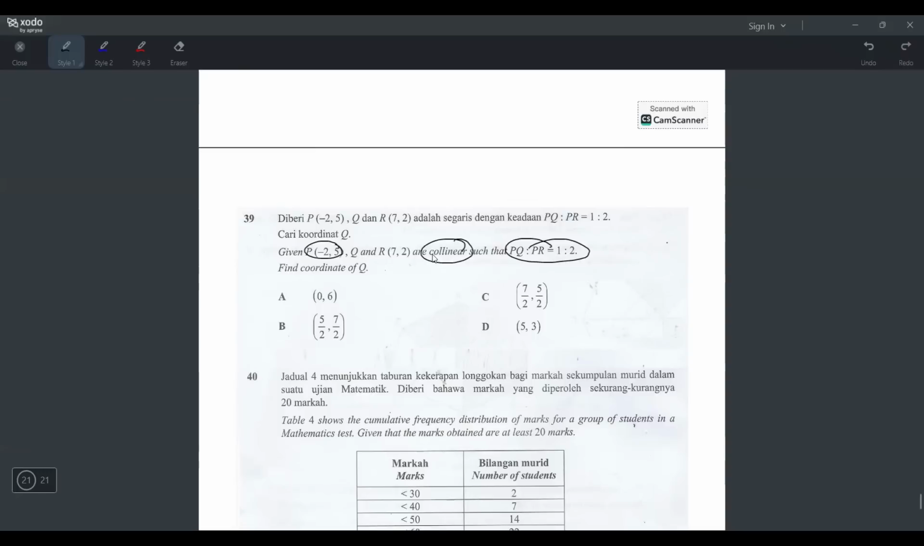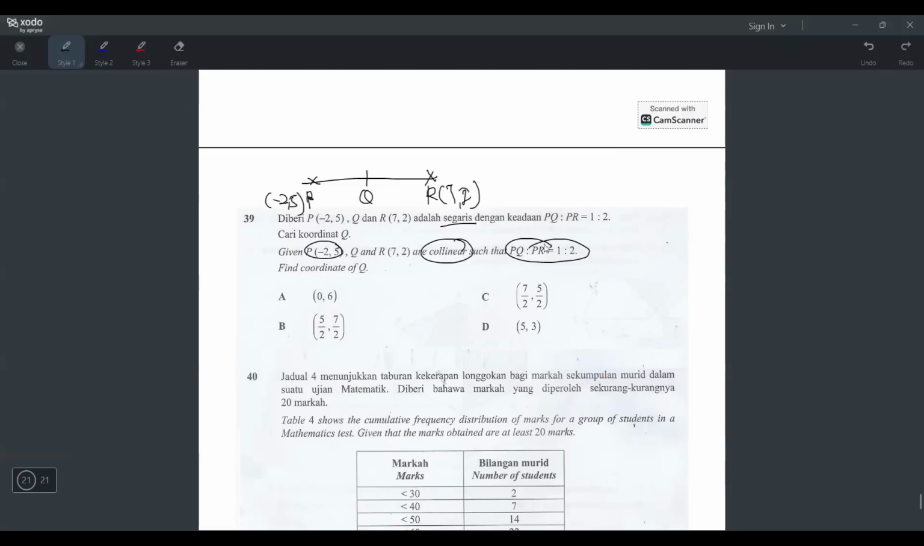What is the meaning of collinear? Collinear means segaris in Bahasa Melayu. Segaris means the PQR, if you join them together, it will form a straight line. So let's join PQR. Okay, point P coordinate given is (-2, 5). Point Q tak bagi, so leave it. Point R bagi (7, 2).